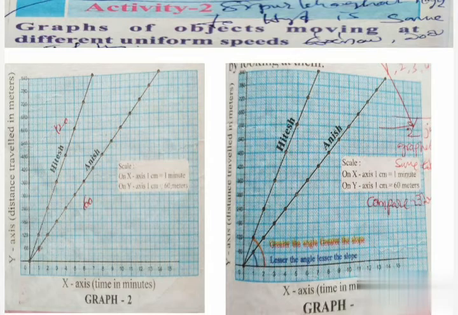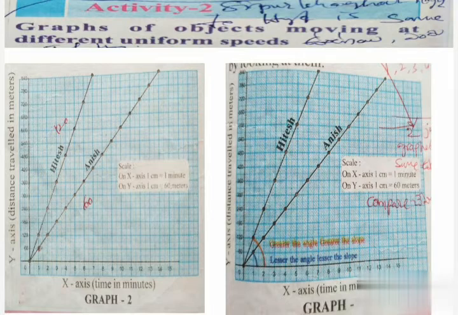Okay, so the greater the angle, the greater the slope of the graph line. So take another look at graph 3. Which graph line has greater slope, Hitesh or Anish? Once you observe this graph, which graph line has greater slope? Hitesh's graph has greater slope. Is his speed faster too? Yes, Hitesh has greater speed.